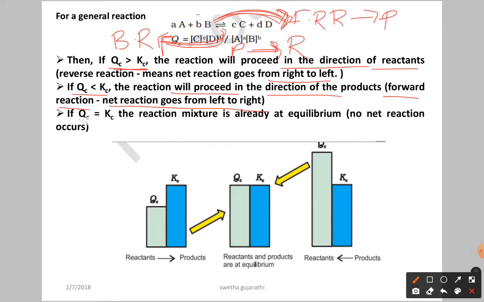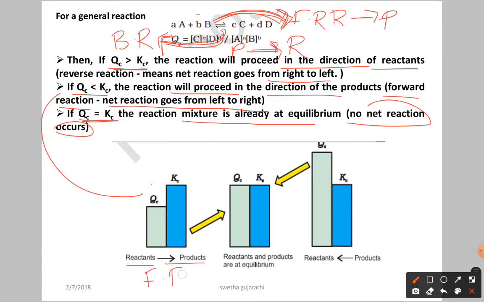Now the next case: if Qc and Kc are both the same, the mixture is already at equilibrium, meaning no net reaction occurs. Here we have some representation. Qc is greater than Kc in this condition, so the reactant is converted into products, which is favorable for the forward reaction. F.R. indicates the forward reaction.